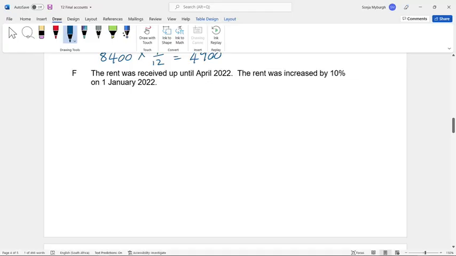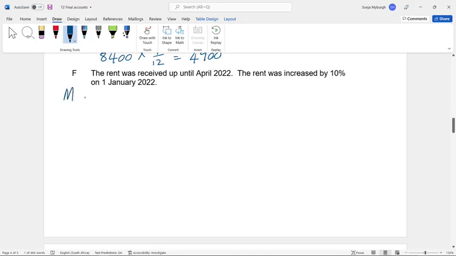Now we can say, okay, just divide by 14 and multiply by 2. Then we've got the amount that was received in advance. But now they say the rent was increased by 10% on the 1st of January. So there goes our plan. We can't just divide by 14.